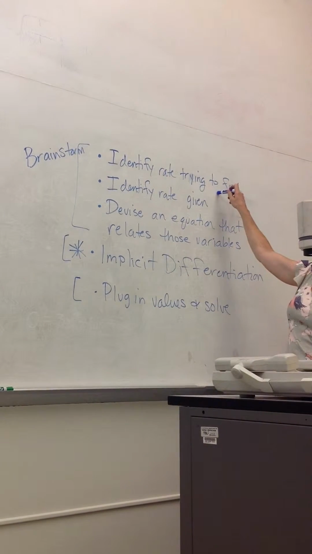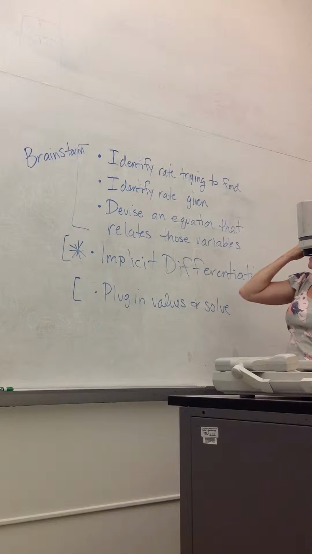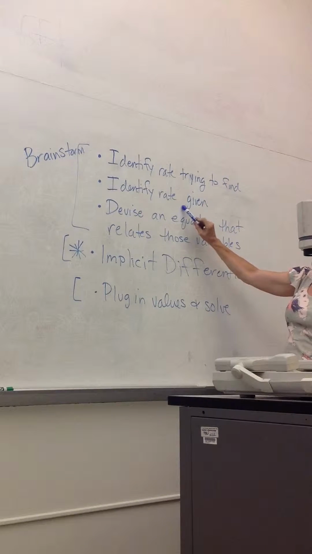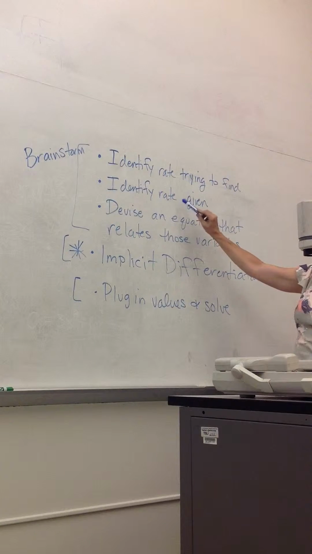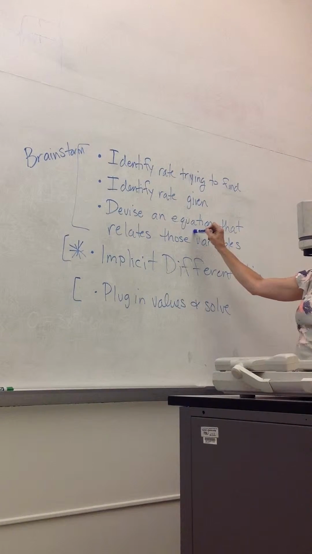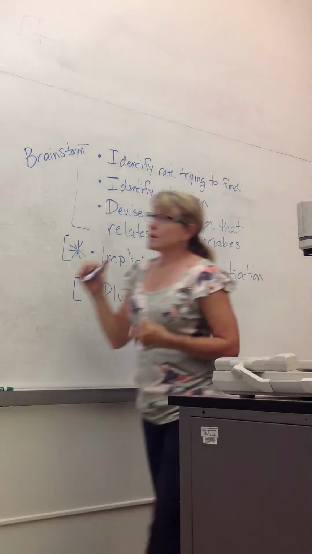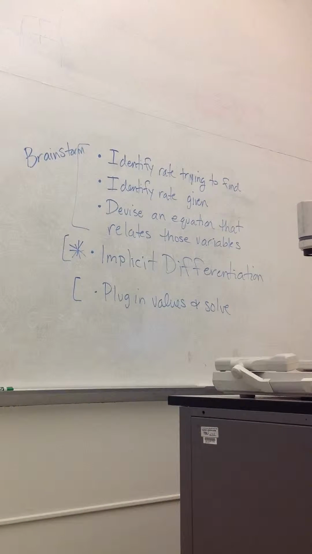Okay, so I did the brainstorming part of the problem. I read the problem and tried to figure out what it was about. I identified the rate we were trying to find. I figured out a rate that I'm given; in this case, it's sort of given, and I'm still going to have to figure it out, but it's another rate I can use. Then I devised an equation that tied the variables together. Once you do that, your next step is the implicit differentiation step.